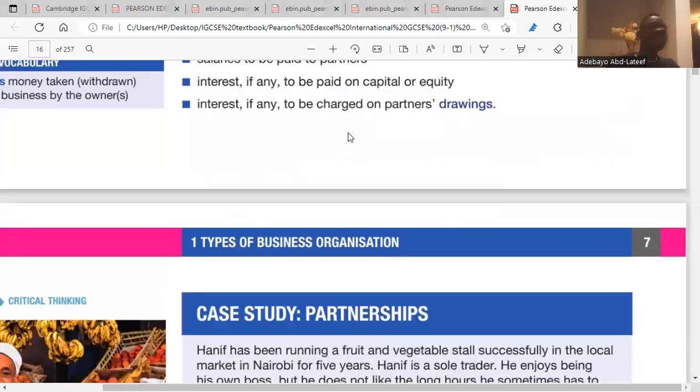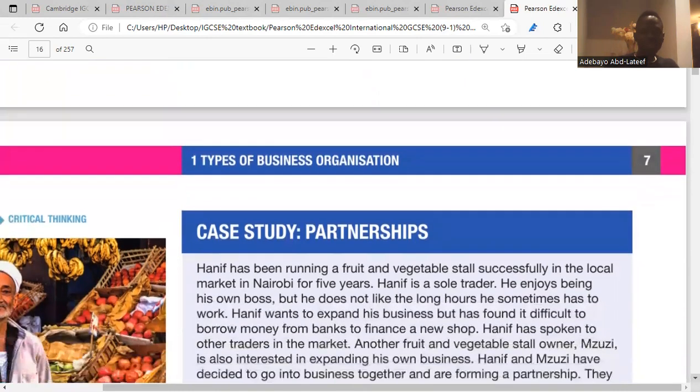And the last thing that they didn't mention here is dissolution of partnership. How the partnership can be dissolved will be stated in the partnership deed. And also how they accept new partners. Do you understand? So this is what the partnership deed entails. So we'll go down to the case study now.